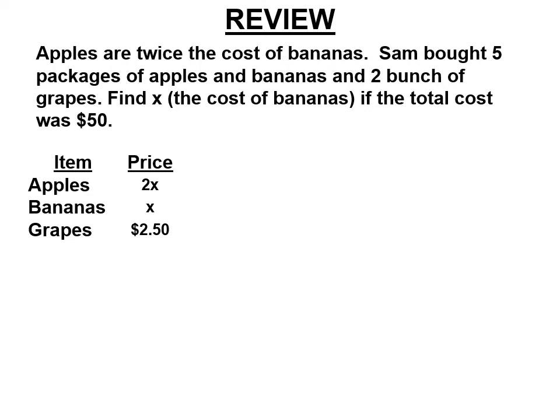Apples are twice the cost of bananas. It says it right there. Truthfully, I don't need to have that statement there, but I want you to understand what 2x and x mean. Sam bought 5 packages of apples. Oh, so he bought 5 times 2x. And bananas. So we could do distributive property, or we can just write 5 times 2x and 5 times x, because bananas are x.